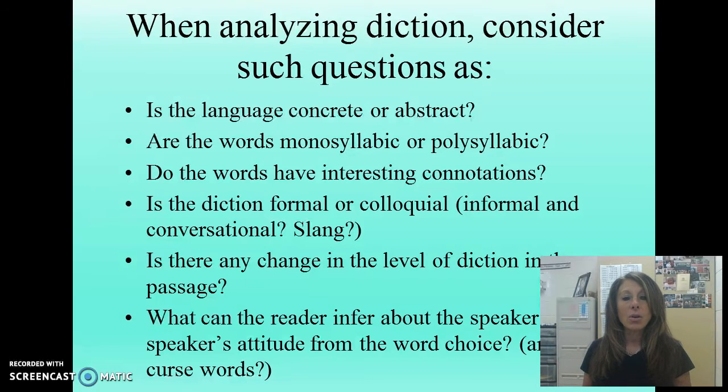And what can the reader infer about the speaker or the speaker's attitude from the word choice? For instance, if there's a speaker or a character that's always cussing, what can we infer about that speaker? Are they educated? Are they uneducated? Are they angry? Things like that.